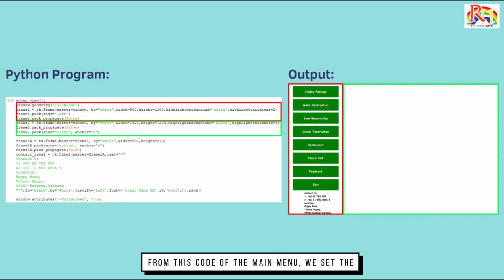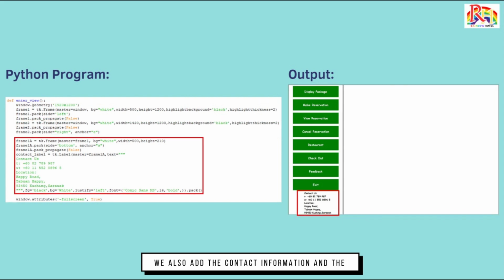From this code of the main menu, we set the attribute of the message box to be in full screen. Then, we divide the page into two sections, naming them Frame 1 and Frame 2. We also add the contact information and the hotel addresses at the bottom of the section and set the anchor as south, which allows it to be fixed at the bottom of the page.